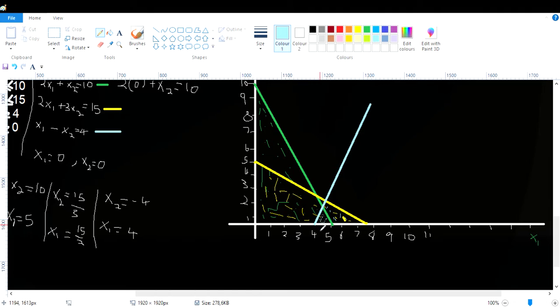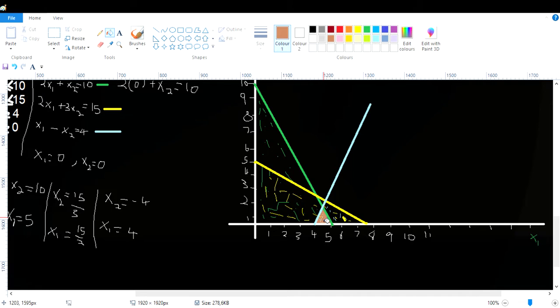In this area we have yellow, we have blue, and we have green. So this area is a feasible region because we have all these colors in this area, which is yellow, green, and light blue. So this area is a feasible region. Let me just use brown.